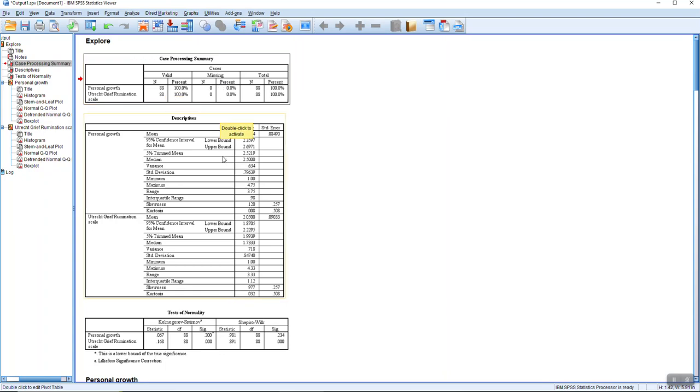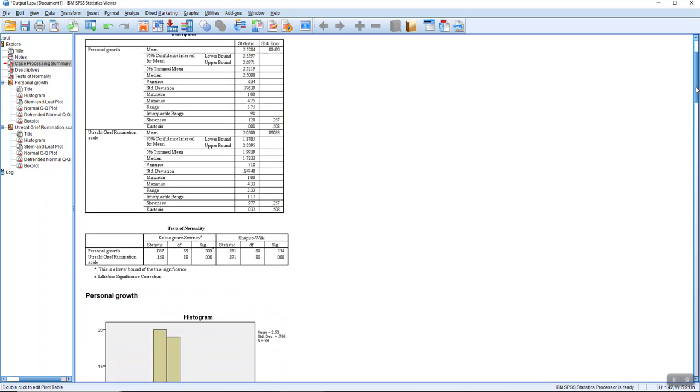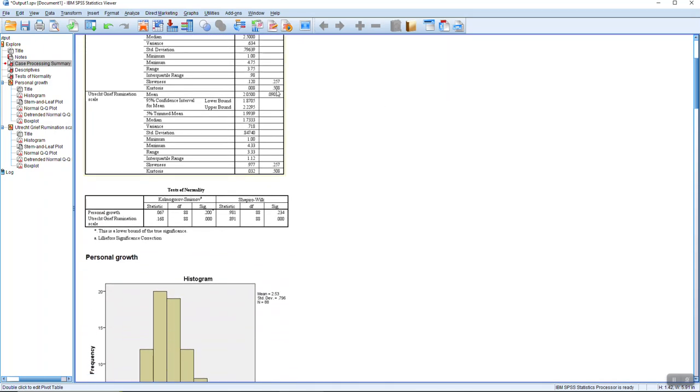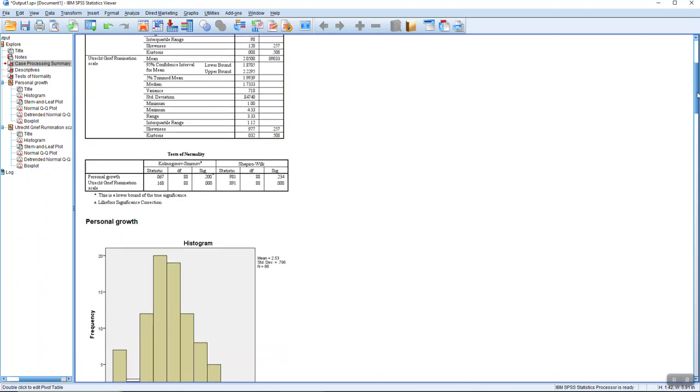So moving towards the second table, which is the descriptive statistics table. This table shows a complete and comprehensive descriptive of both variables, which were personal growth and grief rumination. So we can see we have mean value, standard error, median, variance, standard deviation, minimum and maximum values on the scale, range, interquartile range, and skewness and kurtosis. In this table, the most important things to be considered are skewness and kurtosis, and we can leave all of them for now as they're a part of descriptive analysis.